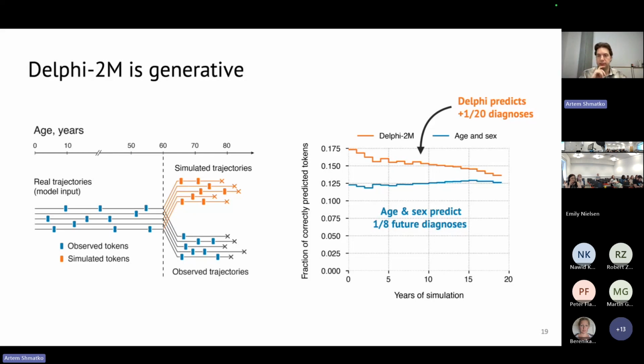So on the right, we have a comparison of the accuracy of Delphi in predicting these future tokens, in orange, and in blue we have the accuracy of a model that is essentially like a population average. That is, we don't use personalized prediction, but only the age- and sex-expected next condition. And as you can see, Delphi performs better than this baseline, which is of course good to see.